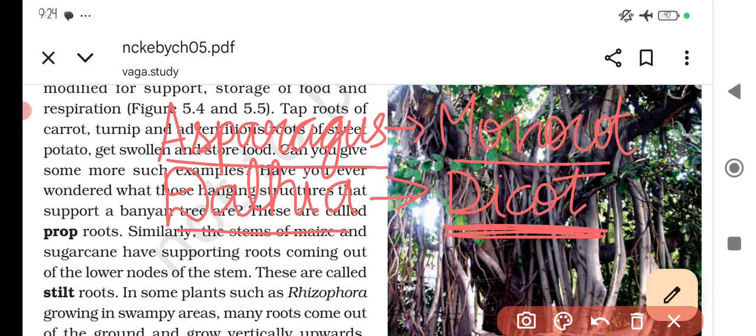Usually dicots will have taproot system. But here, though dahlia is a dicot, it has fibrous roots. It is an exception. Okay, so even though it is a dicotyledonous plant, it has fibrous root system. Here the fibrous roots of asparagus and dahlia get modified, and they start storing food. So they are also known as tuberous or storage roots.